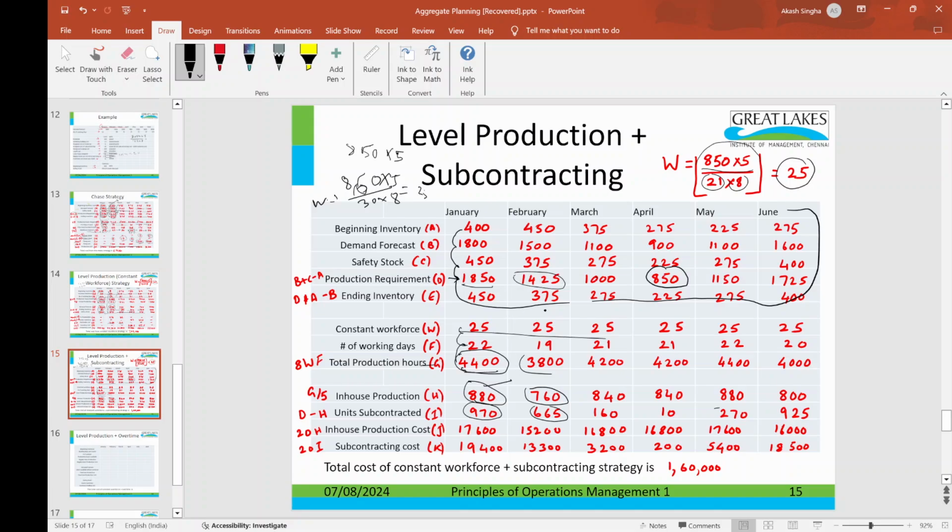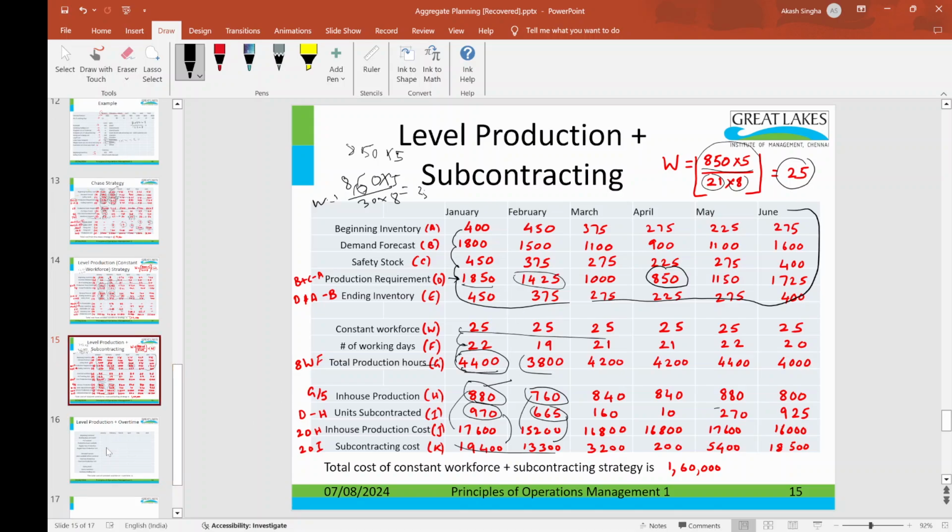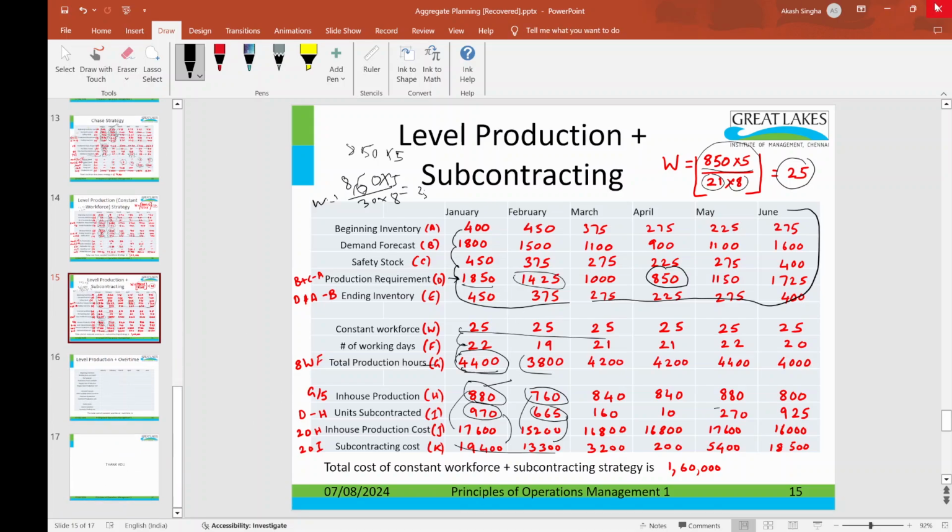And then for in-house cost, it is given 20, and subcontracting also it is given 20. It can be different. So calculate it by 880 into 20, 970 into 20, 760 into 20, 665 into 20. And then sum them to calculate the total cost. Overtime we are not doing.